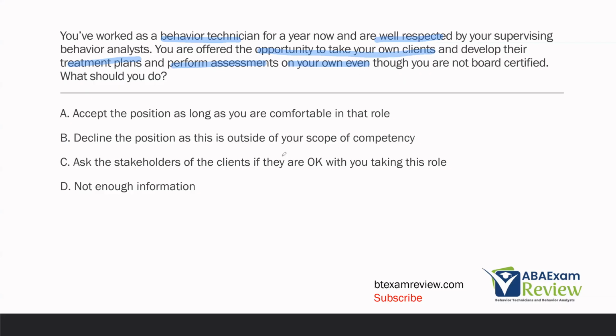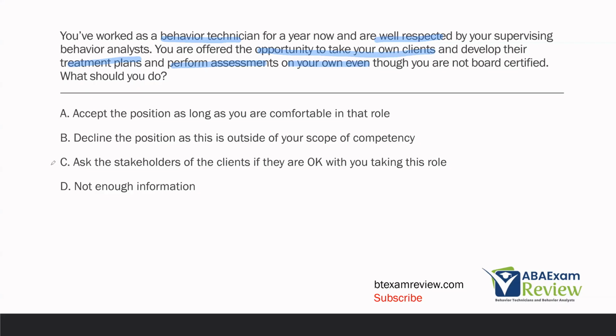B, decline this position as this is outside of your scope of competency. Yes, no matter how, again, good you are, responsible you are, it doesn't matter, right? It's not a reflection on you. It's just keeping everybody protected. You have to be licensed. You have to be board certified to perform this role.